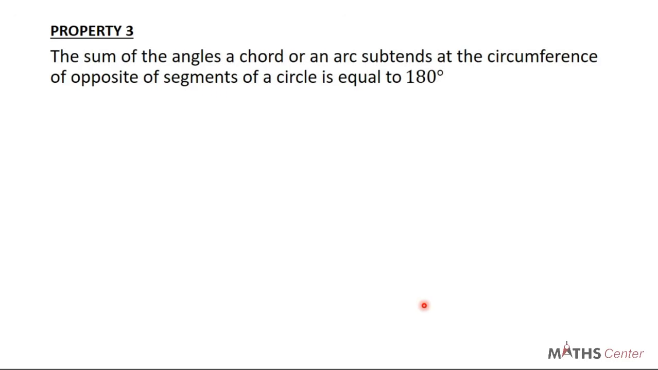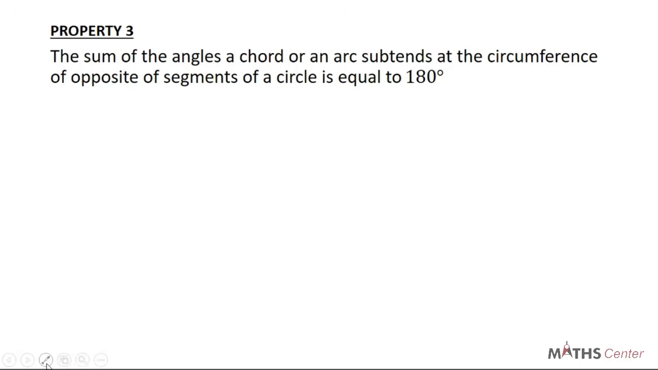Let's move on to the third property. The sum of the angles a chord or an arc subtends at the circumference of opposite segments of a circle is equal.